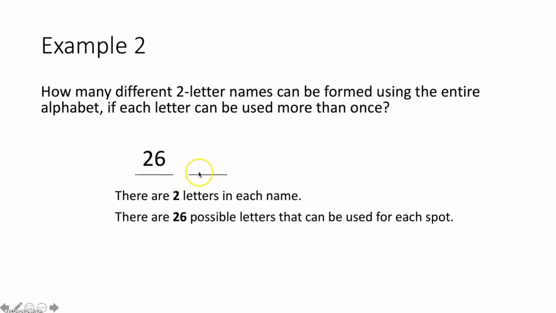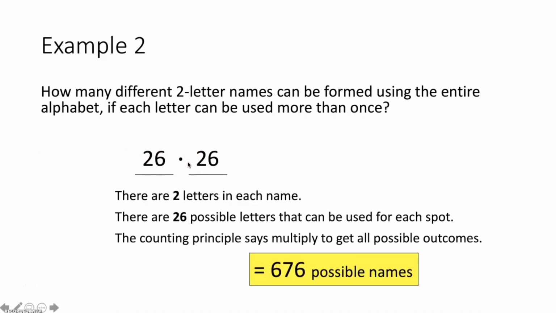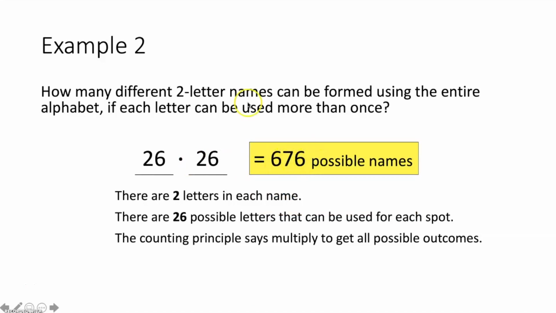So there are 26 different choices for that first letter in the two-letter name. Now, what about the second letter? It says each letter can be used more than once, meaning your first choice will not affect your second choice, so this is an independent event. If I have 26 letters to choose from the first time, I also have 26 the next time. So I just multiply 26 times 26 according to the counting principle, and I get that there are 676 possible two-letter names that can be formed using the entire alphabet if each letter can be used more than once.